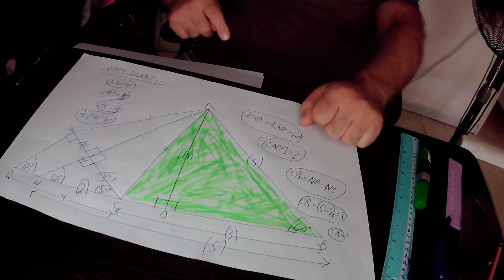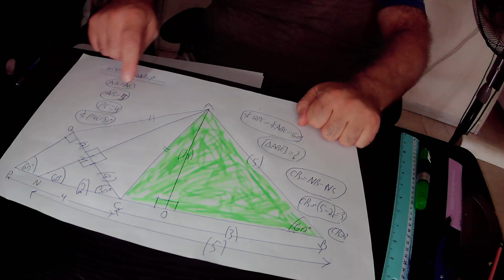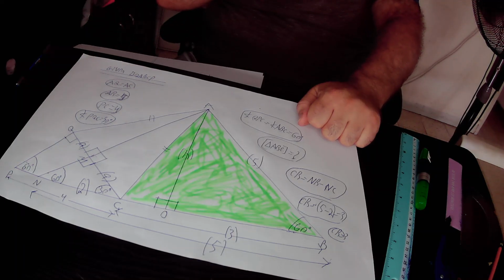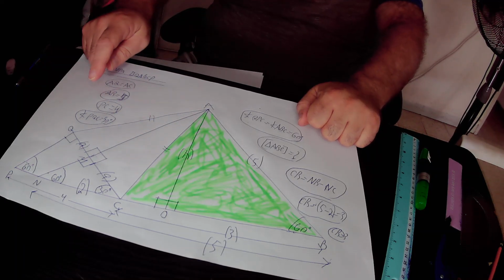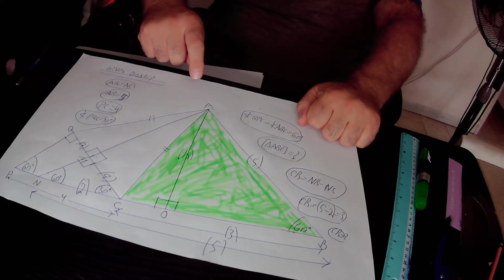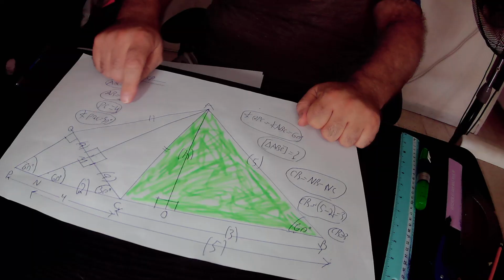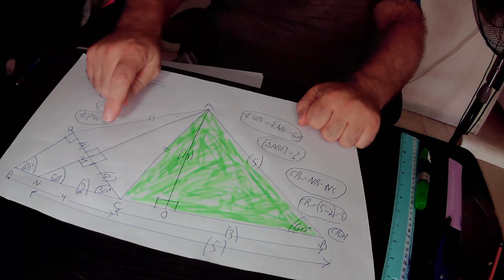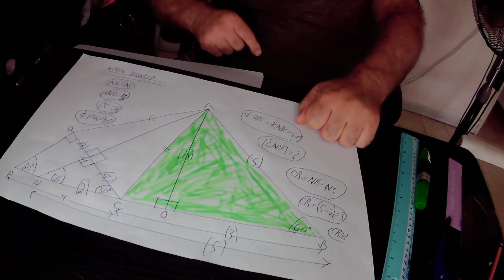Therefore, triangle ACQ is an isosceles triangle, and QC is the base of this isosceles triangle, triangle ACQ.